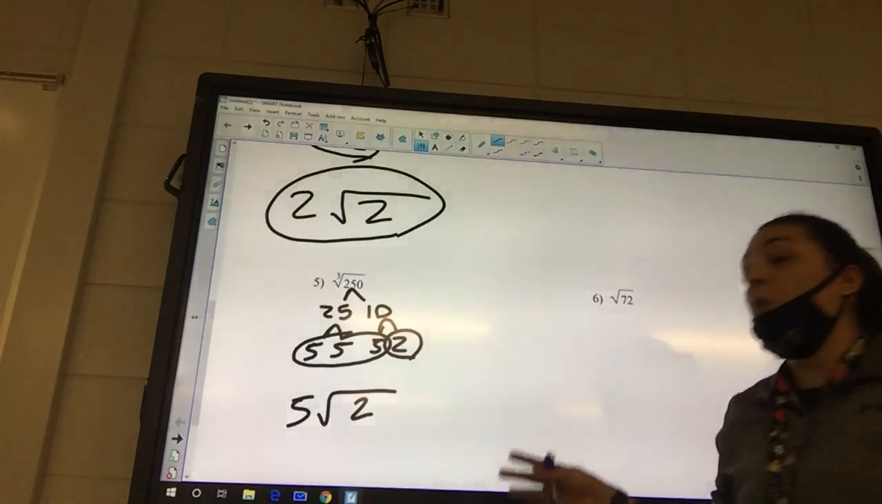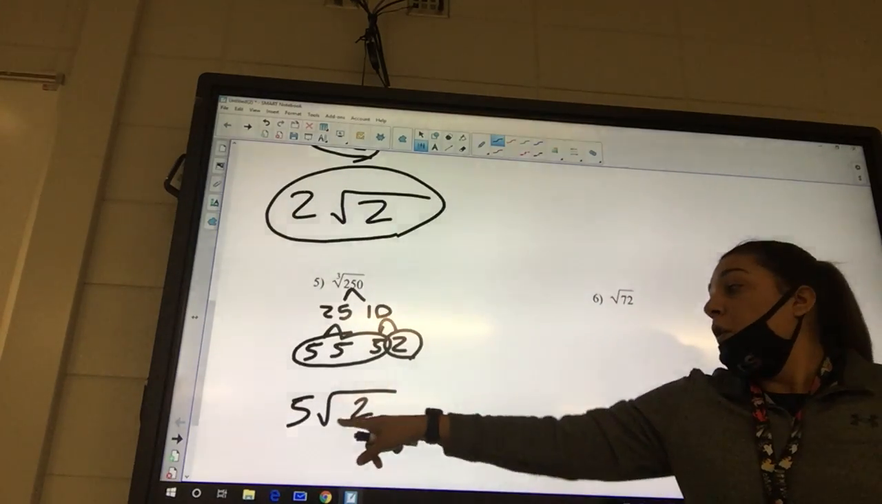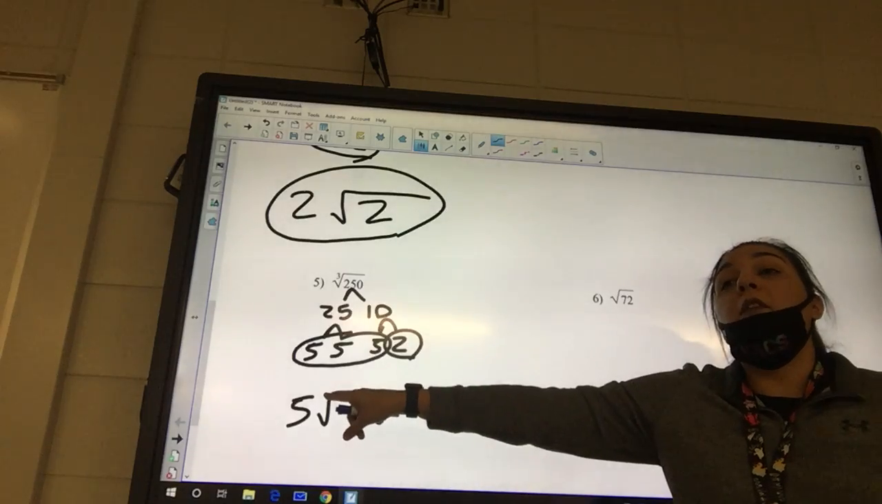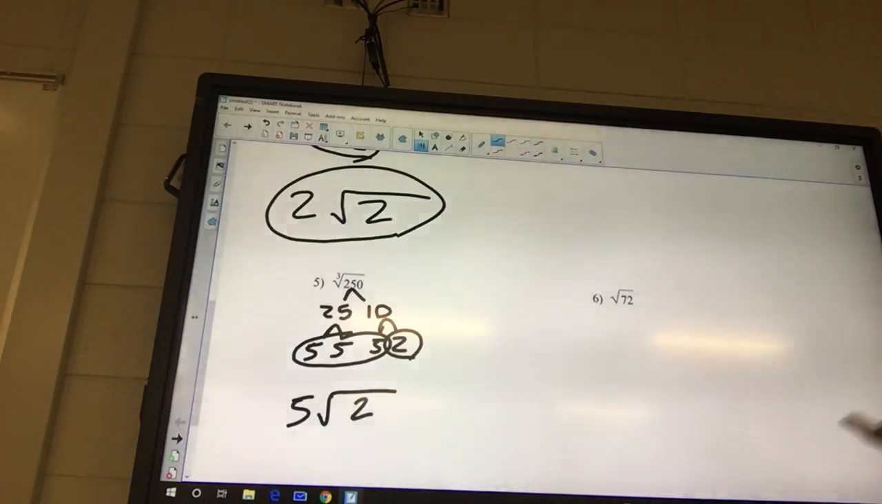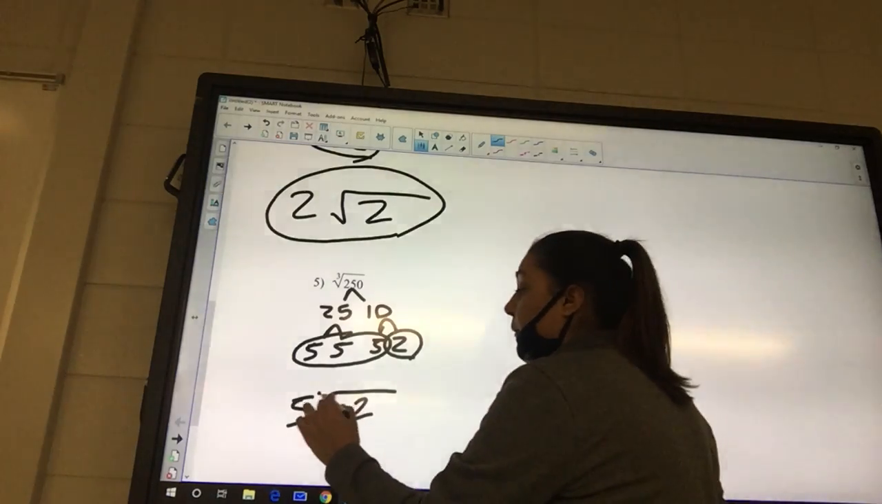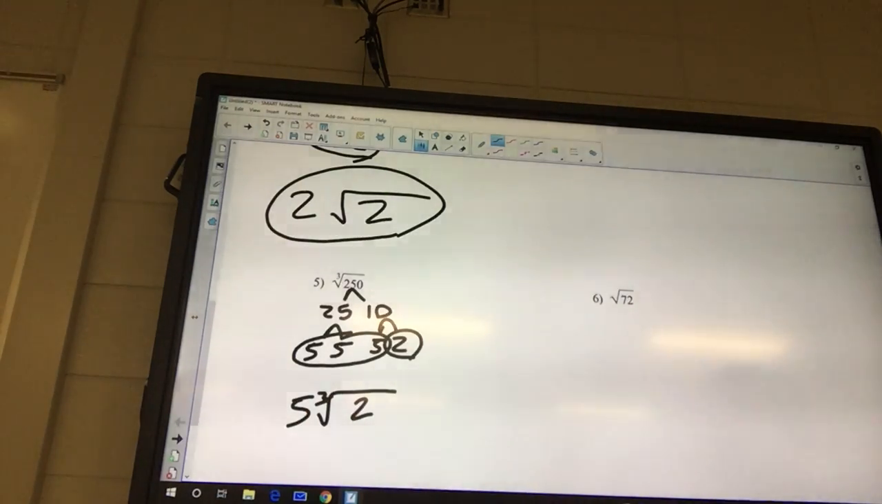Now we forgot one little thing. Look up here. It's a 3. There's a little 3 there. The only time you can not write a number is if it's a group of 2. Because it's a group of 3, you still need to write the 3 there. So you're going to have 5 square root, a little 3, and a 2 on the inside.